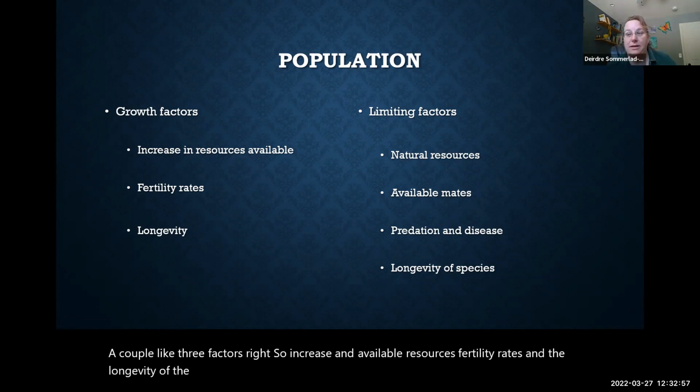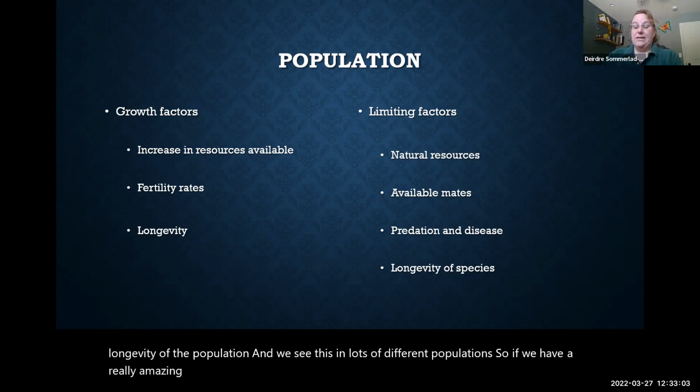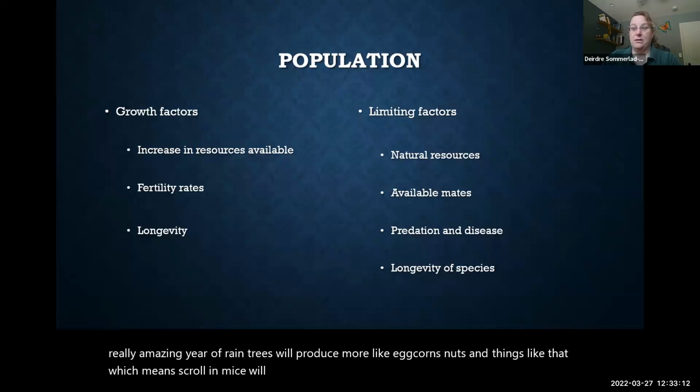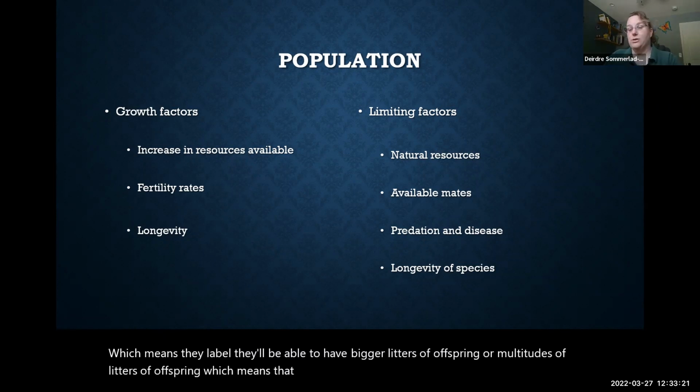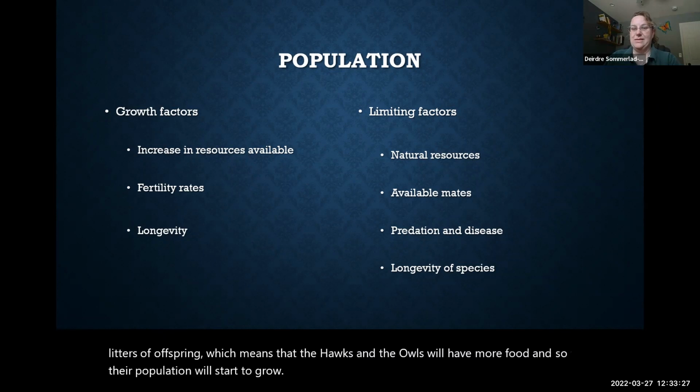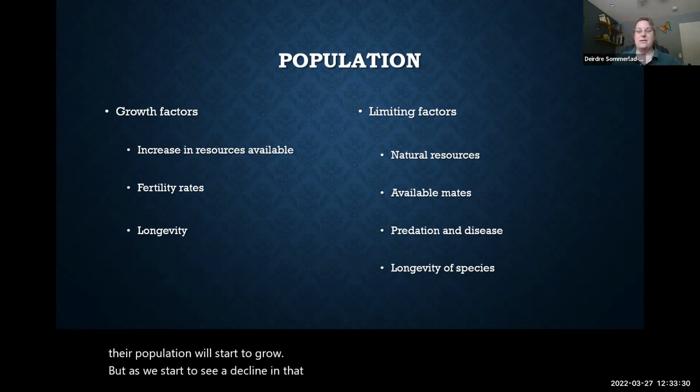And we see this in lots of different populations. If we have a really amazing year of rain, trees will produce more acorns, nuts, and things like that, which means squirrels and mice will have more food, which means they'll be able to have bigger litters of offspring, or multiple litters of offspring, which means that the hawks and the owls will have more food. And so their population will start to grow. But as we start to see a decline in that resource or an overuse of that resource, we see that population start to shrink.